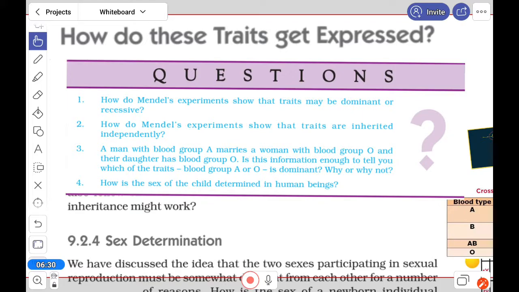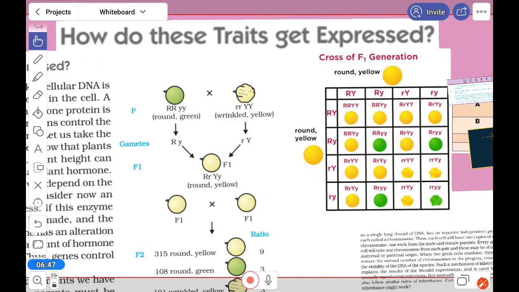In the questions, question number 2: how do Mendel's experiments show that the traits are inherited independently? Okay, let's get it answered. According to Mendel, when the characteristics come into the zygote, so this is the parent, and after that the gamete and the zygote, here they do not mix with one another.